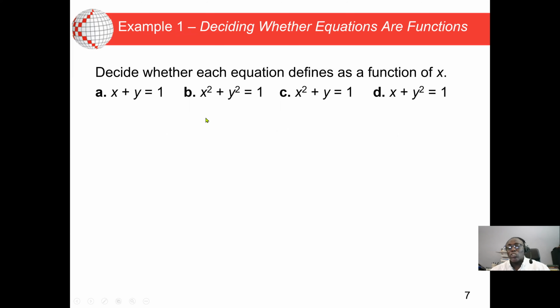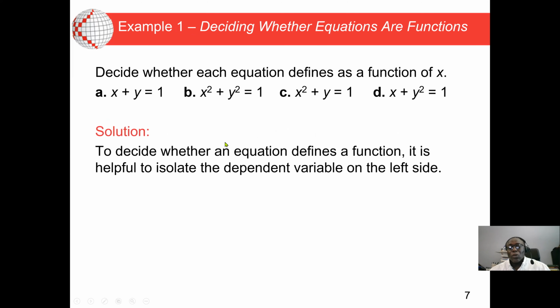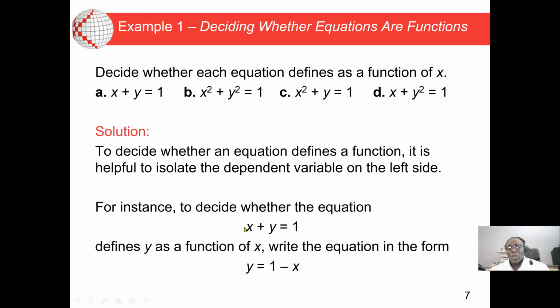Now we want to decide whether each equation defines y as a function of x. We have x plus y equals 1, x squared plus y squared equals 1, x squared plus y equals 2, then x plus y squared equals 1. We start with the first one. If we have one x value, we are going to generate only one y value. So x plus y equals 1 is like writing y equals 1 minus x. Any one x value generates only one y value. So this is a function of x.